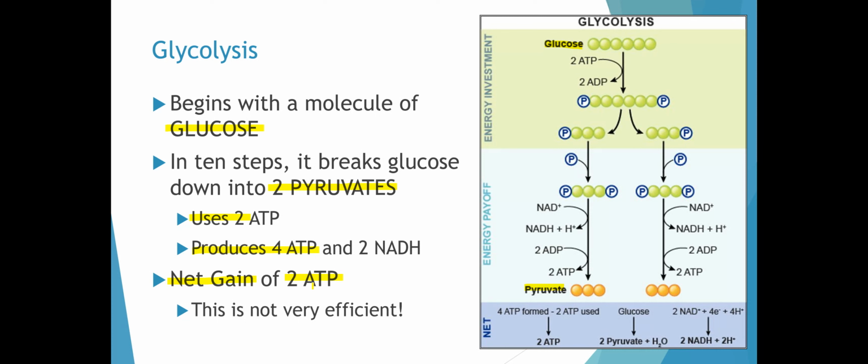Now, 2 ATP at a time, this is not very efficient. All right, imagine that I gave you 2 pennies and said, hey, go buy yourself something nice, okay? You can't really do much with 2 pennies. It's going to take a lot more energy for our cells to be efficient, okay? So this is just the starting point.